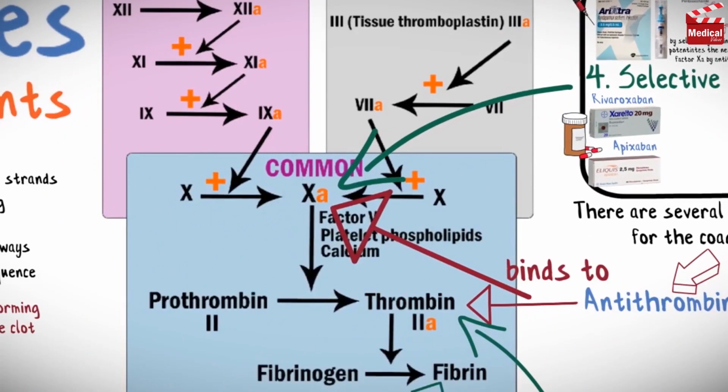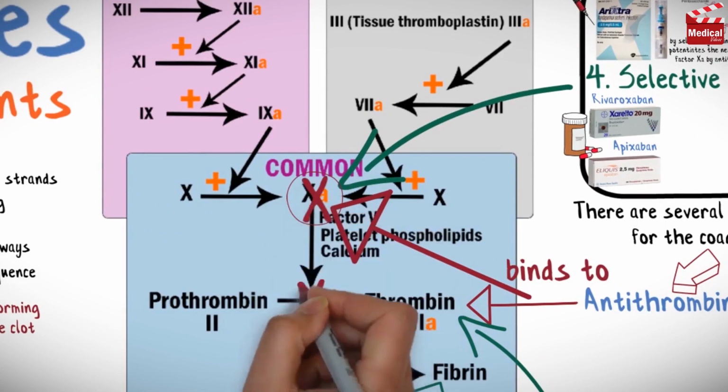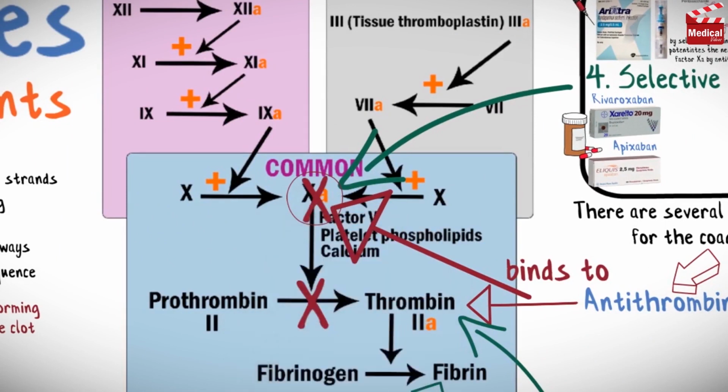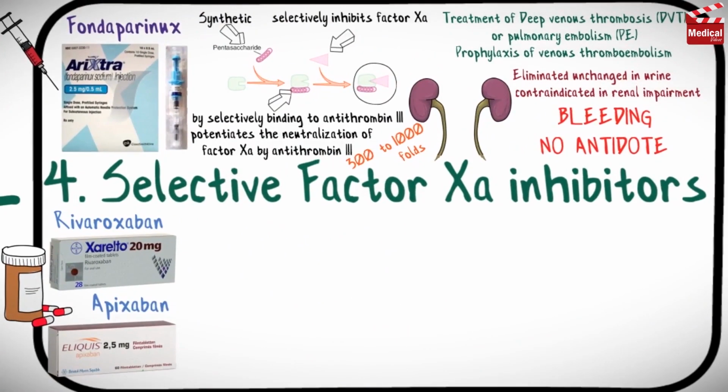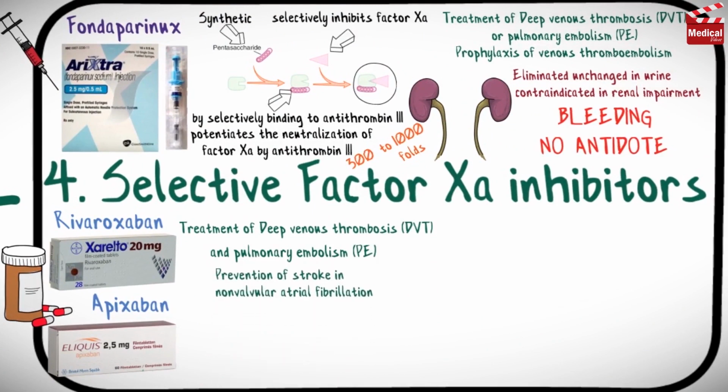Both agents are oral inhibitors of factor Xa. They bind to the active site of factor Xa, so prevent its ability to convert prothrombin to thrombin. Rivaroxaban is approved for treatment and prevention of deep venous thrombosis and pulmonary embolism, and for the prevention of stroke and non-valvular atrial fibrillation. Apixaban is used for stroke prevention in non-valvular atrial fibrillation.